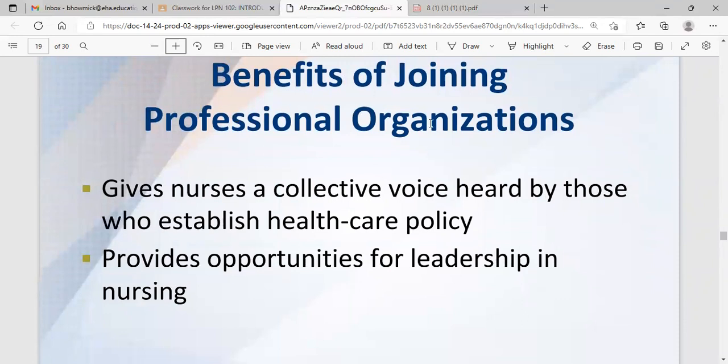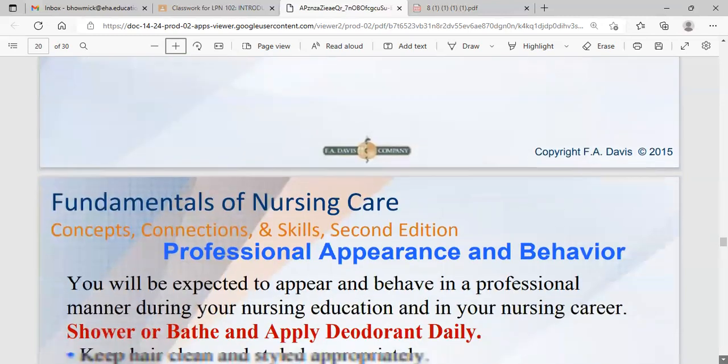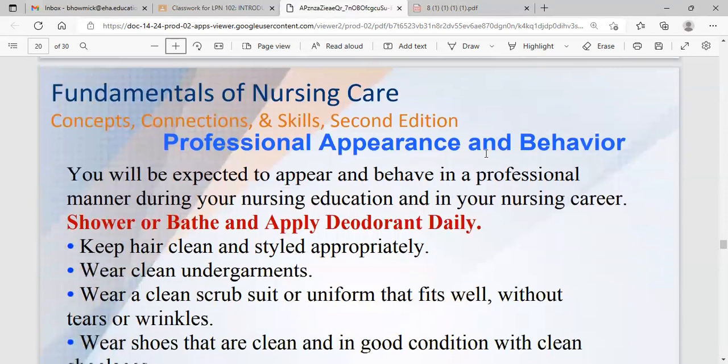Benefit of joining professional organizations. So it gives the nurses a collective voice heard by those who establish the healthcare policies, provides opportunities for leadership in nursing, and also professional appearance and behavior. You will be expected to appear and behave in a professional manner during your nursing education and in your nursing career.